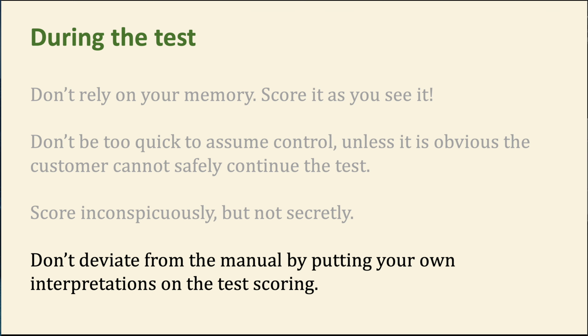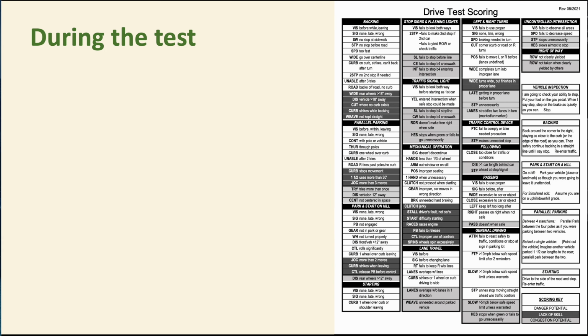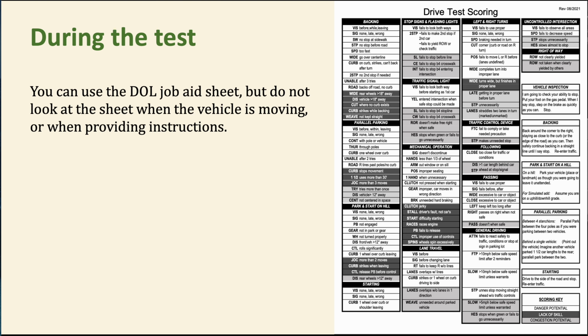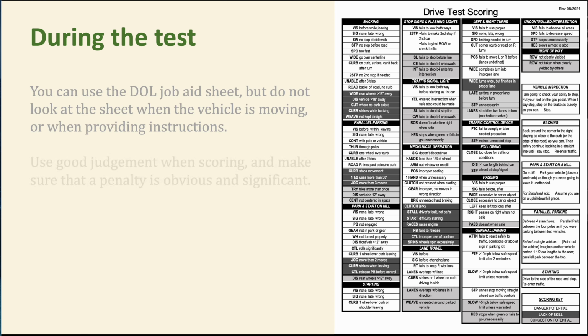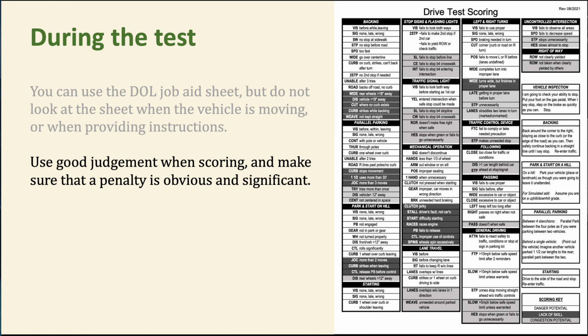And again, big deal, do not deviate from the manual by putting your own interpretations on the test scoring. Follow it as it is written. Right? You can use the job aid sheet. They ask you not to look at it while the car is moving or when you're providing instructions. Remember to use good judgment with scoring. Make sure the penalty, I want you to keep these two words in your head at all times, obvious and significant.